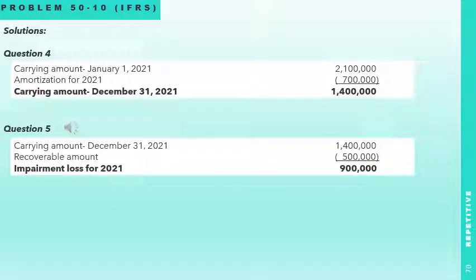In getting the impairment loss, matatandaan natin na binabawas ang recoverable amount sa kanyang carrying amount. And since nakuha na natin ang kanyang carrying amount before impairment ng trademark from the previous question, meron na tayong 1,400,000, then deduct the recoverable amount na 500,000. So the answer here is 900,000, letter C. Thank you po.